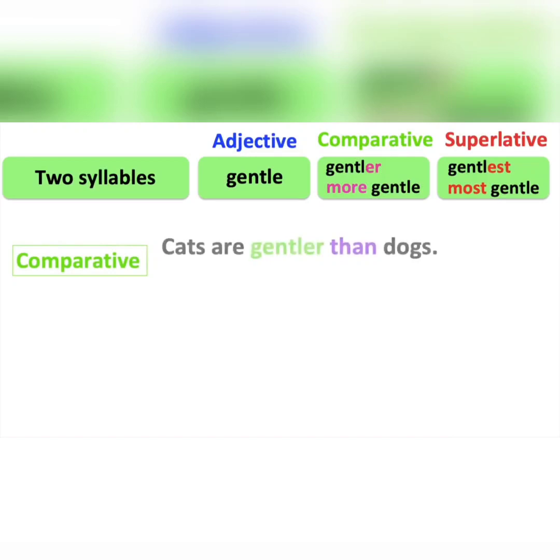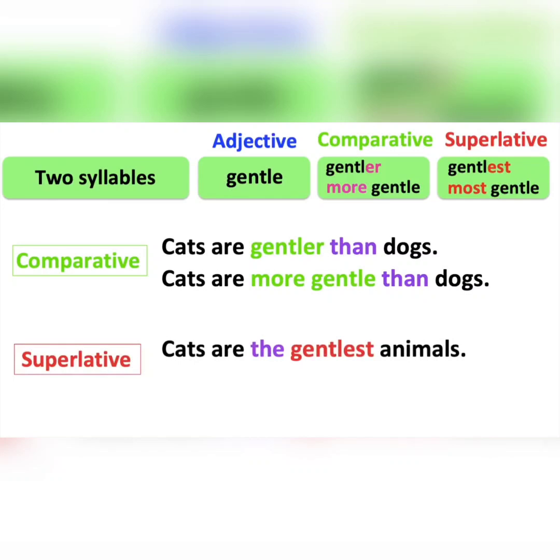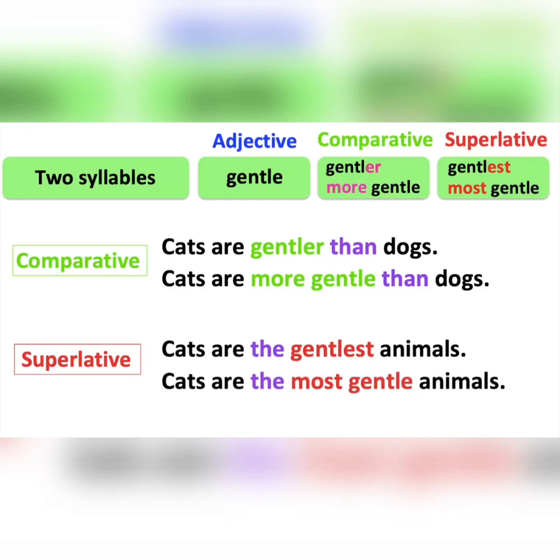For example, cats are gentler than dogs. Cats are more gentle than dogs. Cats are the gentlest animals. Cats are the most gentle animals. Again, just to remind you, if you're unsure of which form to use, the safer option is just to add more or most before the adjective.